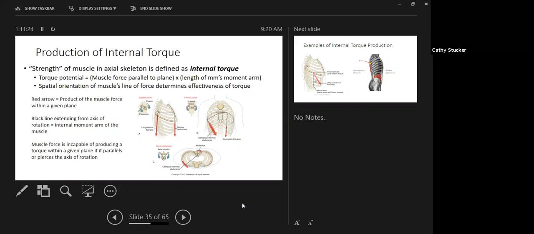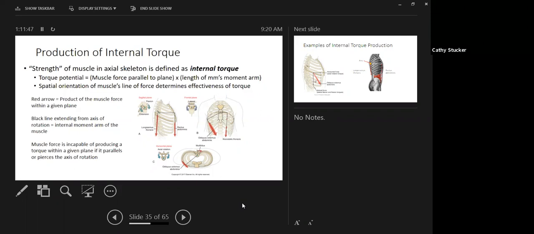Longissimus thoracis is pretty much right on top of the axis of motion, right? So is it able to flex or extend the spine very well? Maybe a little. Not like the rectus abdominis though, right? It doesn't have to work nearly as hard to cause flexion.